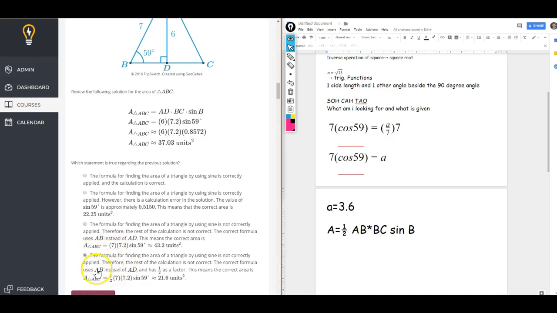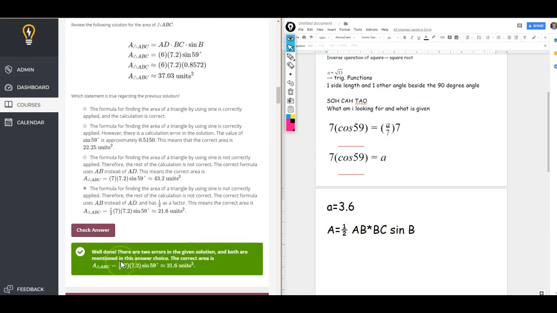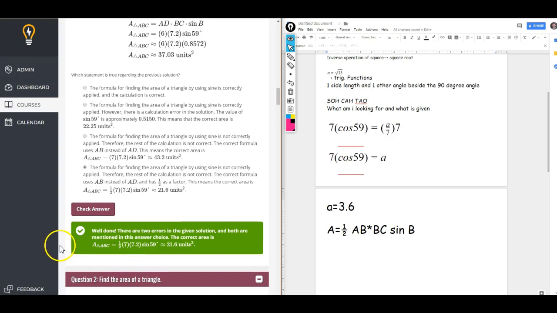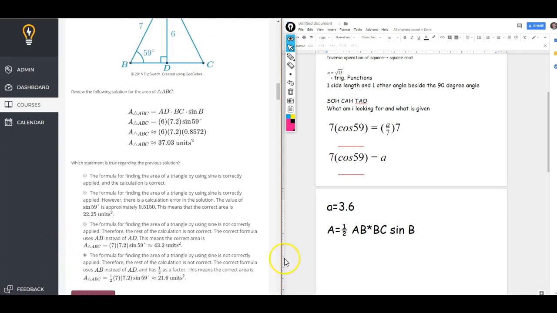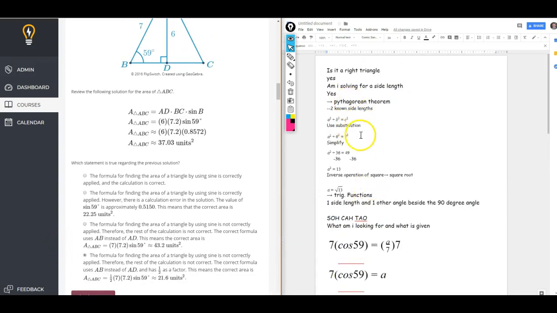So I'm just scanning and I see that it says it is not correctly applied. It uses AB instead of AD and has a 1/2 as a factor. Yep, it has all of those. So that's how I would go through this question, and I hope seeing the comparison between the Pythagorean theorem and trig functions is helpful and will help you evaluate which one you want to use.